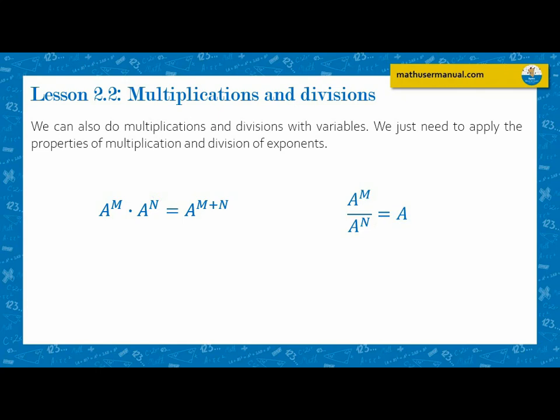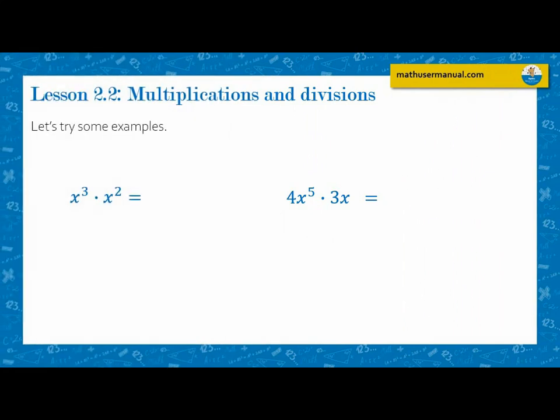But for division, it's very important we follow the correct order. We always start with the exponent of the numerator minus the exponents in the denominator. That's why we get m minus n, because we have to always do the numerator minus the denominator in that order. Let's put this into practice, starting with a couple of examples of multiplication.